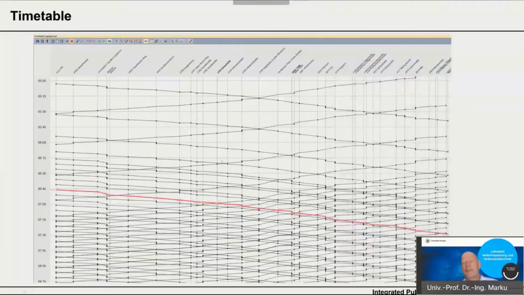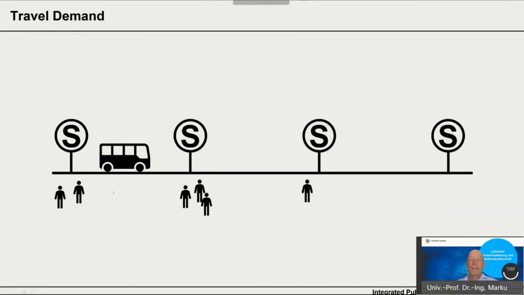Well, and then we have the timetable. Here you see a graphical timetable. And if you determine this timetable, you select a departure time and a time profile. And here you have one specific service run. This is the line route, and this is the temporal axis. So this is what the supply side looks like.